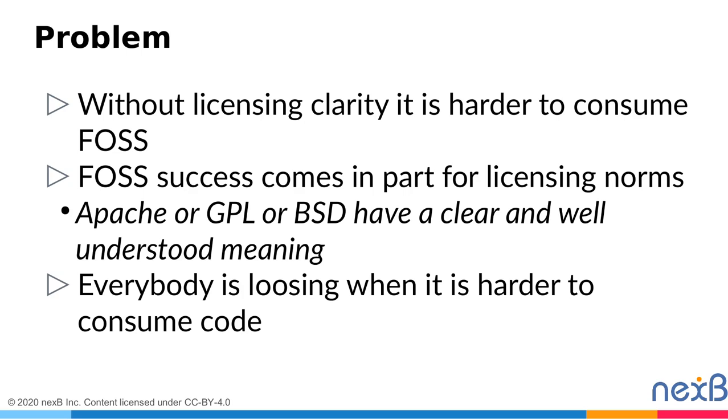And I think that, in contrast with proprietary software, where every single license contract is something unique, part of the success of free and open source software has been that we've developed licensing norms. If I say Apache or GPL or BSD, it's clear and well understood in terms of meaning. There's no need to think and read lengthy contracts and legalese. And that's really been a big win. So anytime there's a problem with licensing clarity, I think everyone is losing, be it you as a code author or a consumer of the code.